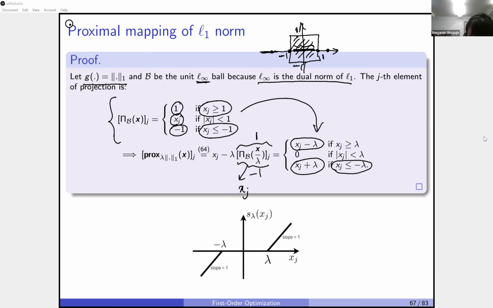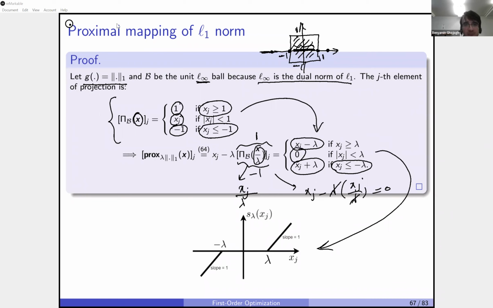In the middle case, this becomes, sorry, xj over lambda inside of the projection. So xj minus lambda times xj over lambda. The lambdas cancel each other, so it becomes 0, right? This is the soft thresholding function. You hear of soft thresholding a lot when you are dealing with the L1 norm in optimization. Okay, this is the proof.